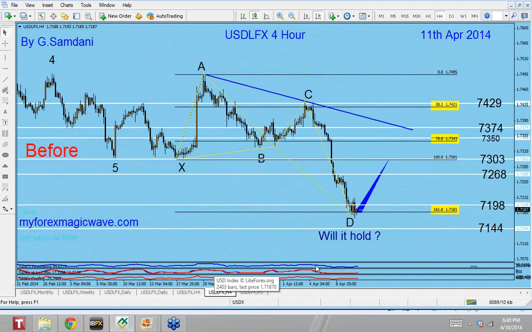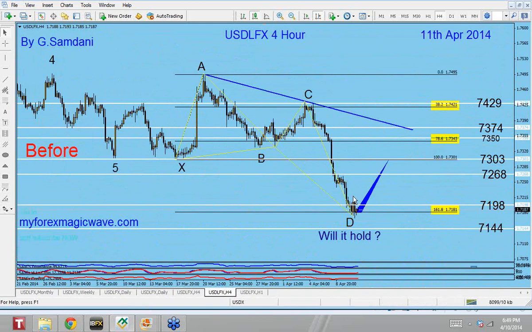Oh, that was the 4-hour chart. Okay. So my concern is that this is also a nice number, 71.44. So it may try to break. If we break this, then we will be coming down to 71.44.